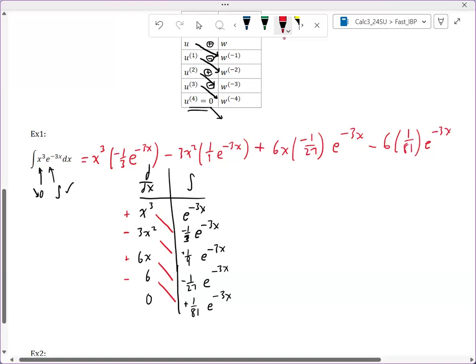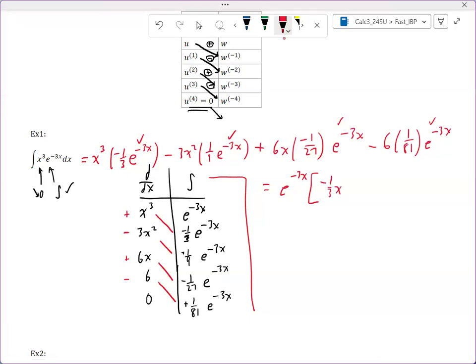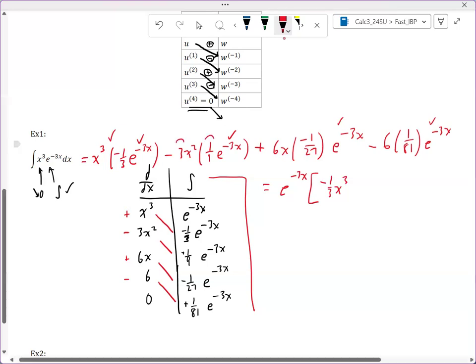And we can simplify this a little bit. We can factor out an e to the minus 3x from everything, so that takes care of all of these factors. And I see I have a negative 1/3 x cubed. I have negative 3 times 1/9, or that's a negative 1/3 x squared.